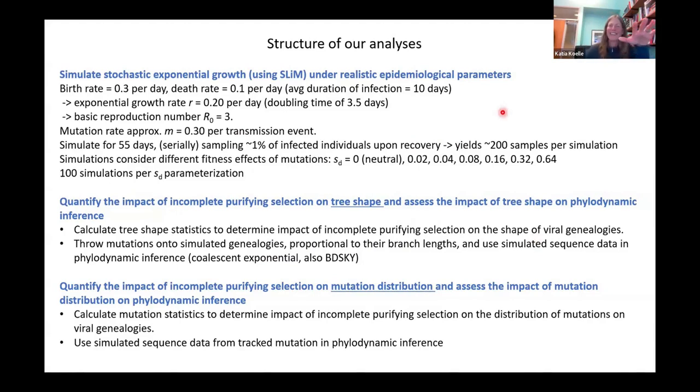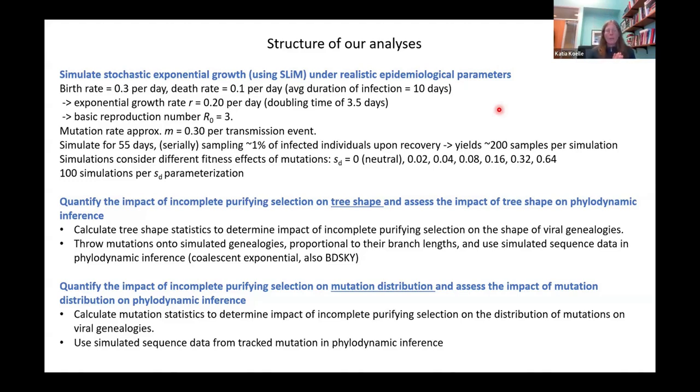So what we decided to do was structure our analysis to see how much tree shape and mutation distribution would be impacted in the context of parameterizations that are relevant to viral infectious diseases, and then to see whether phylogenetic inference would be biased. Do we actually get biases in the intrinsic growth rates that are estimated, et cetera?